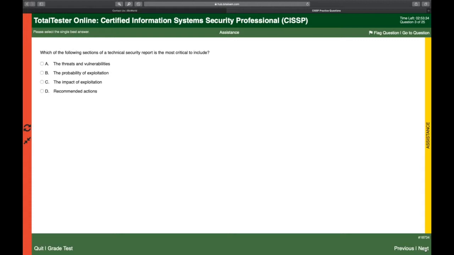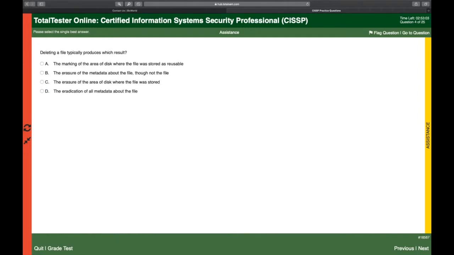Number 3, which of the following sections of a technical security report is the most critical to include? Technical security report. Yeah, we saw this one last session. Go for it. D. Delta. Recommended. Delta, yes. Okay, all right, yeah, pretty sure about that one.